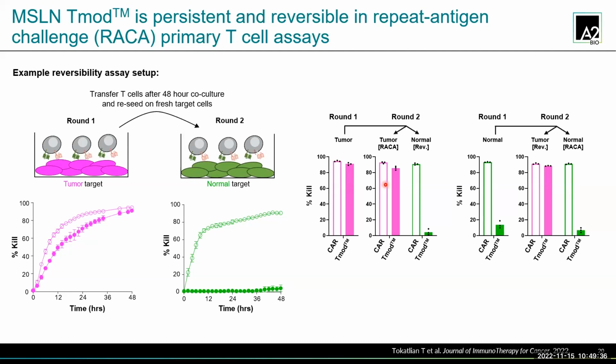In a reversible setting, these TMOD T cells could also be plated onto fresh normal cell targets and shown to block killing of normal cell targets, whereas CAR T cells, again, kill these just as efficiently. This is also true in the reverse. TMOD T cells, which block killing of normal cell targets in round 1, can then be transferred onto fresh tumor cell targets and kill just as efficiently as they do in round 1, and again can go from blocking to continued blocking.